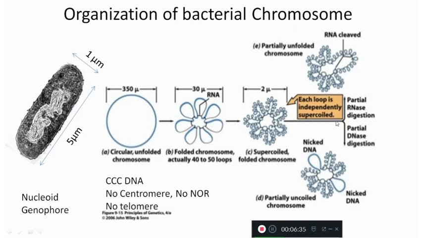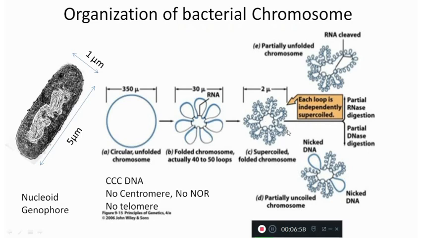It is proved by treating this chromosome with a dilute concentration of mild DNase. Now again, if you treat this chromosome at this level, it is difficult to isolate and get this kind of chromosome from a bacterial cell. We will see how it is done.